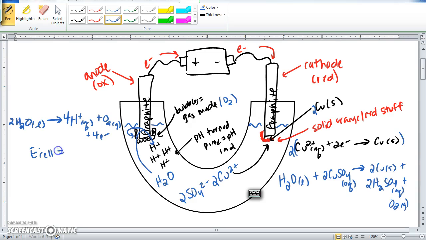Now remember, E cell is always the reduction potential for your reduction minus the reduction potential of your oxidation. So this is where we're going to look at that reduction potential chart. So my E cell is going to equal my reduction, which is my copper guy over here.